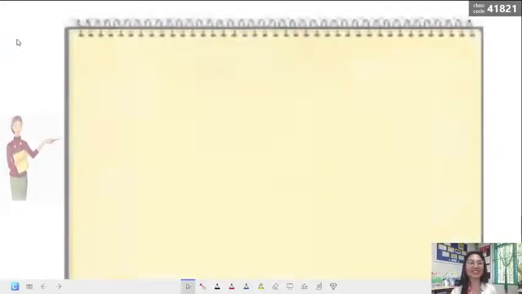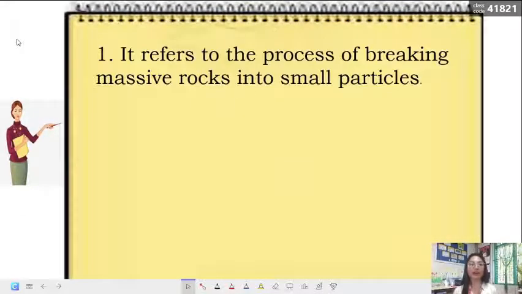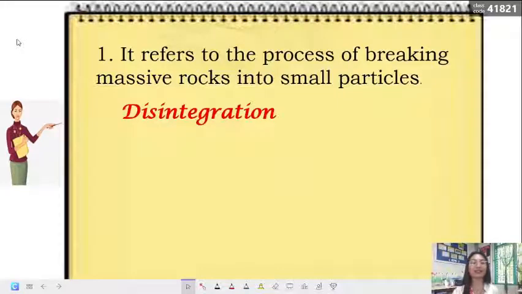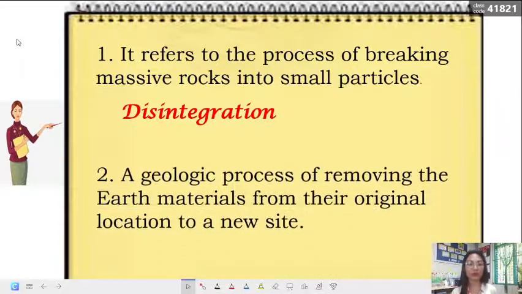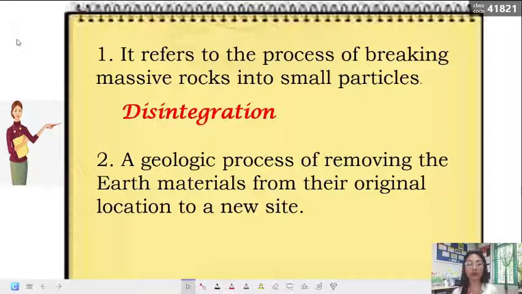Okay, are you ready? So let's start. Number 1. It refers to the process of breaking massive rocks into small particles. Yes, the answer is disintegration. Very good. Number 2. A geologic process of removing the earth materials from their original location to a new site. Okay, nice one, my dear students. That is erosion.